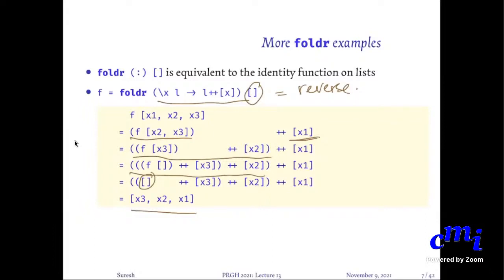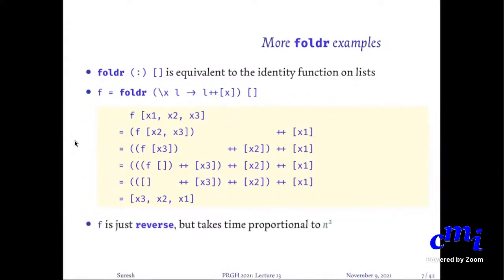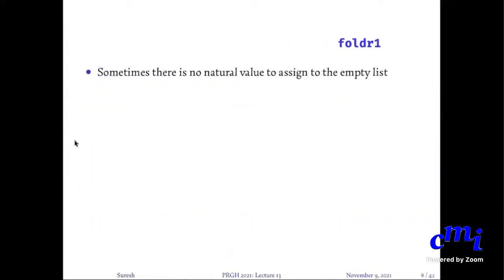Okay. So there are several cute things that you can do with foldr. Many things you write and sit and write explicit recursions. You can just use foldr with very well chosen functions and get what you like. F is just reverse, but it takes time proportional to n squared because every time you reverse a list and then add it in front of something else, if you add a list L in front of another list L prime, the time taken is proportional to the length of L. Okay.